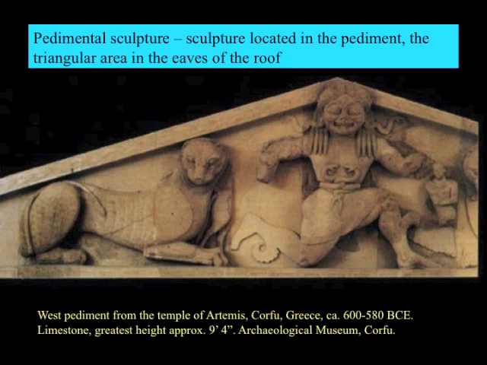The pediment is a triangular area created on the front and the back of the temple as a result of having this raking angled cornice. These are traditionally some of the most interesting places to look at Greek statuary. The example we're looking at here is relatively contemporaneous with the Temple of Hera I at Paestum. This is from Corfu in Greece, from the Temple of Artemis. And what we see here is actually one of the Gorgons.